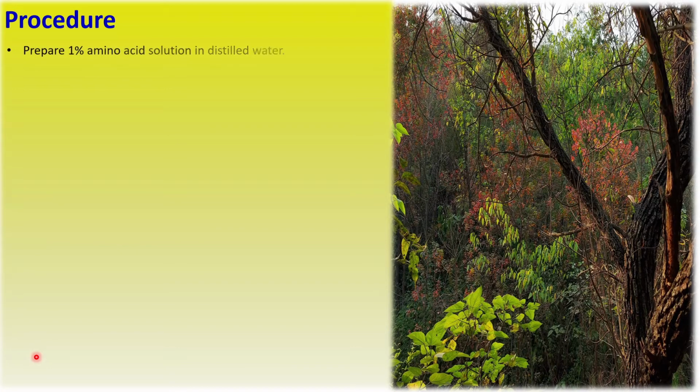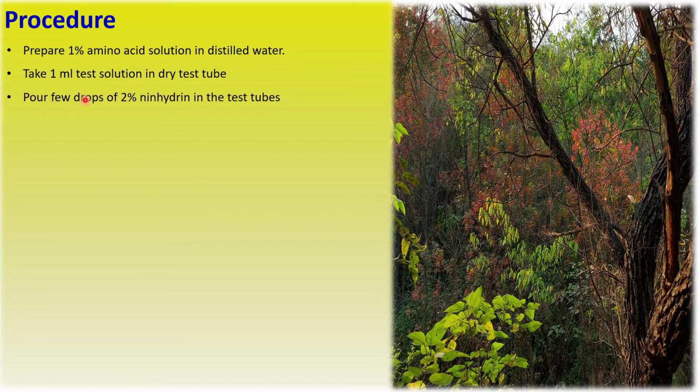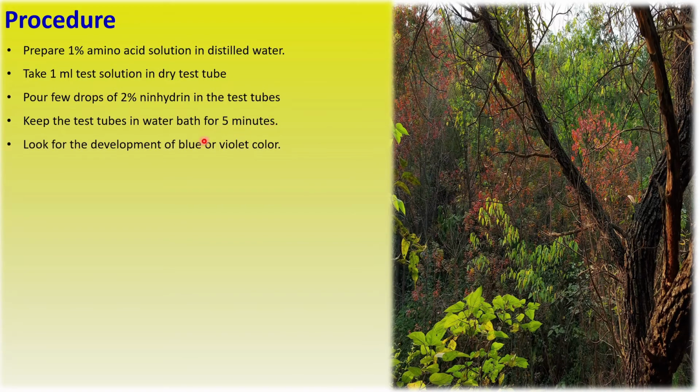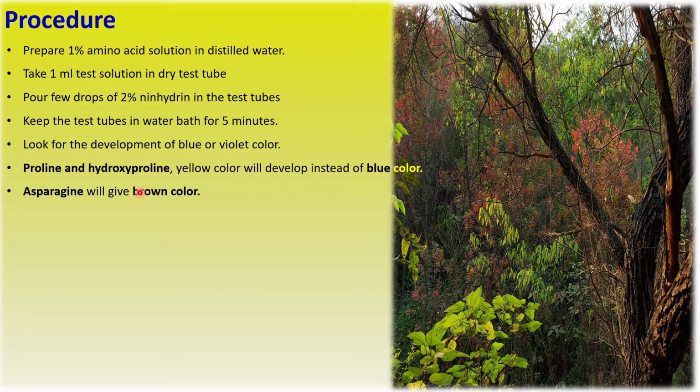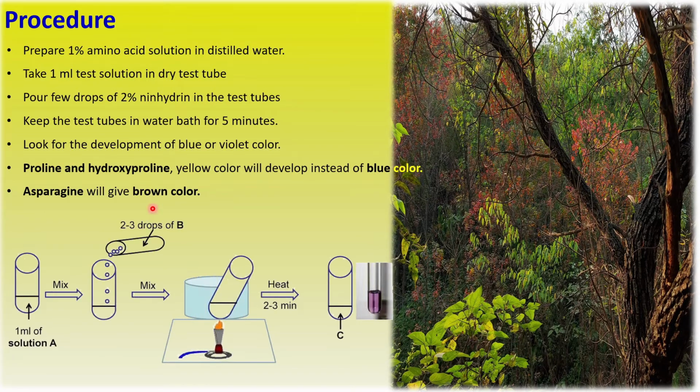What is the procedure? First of all, prepare a 1% amino acid solution in distilled water. Take 1 ml of test solution in a dry test tube. Pour a few drops of 2% ninhydrin in the test tube. Keep the test tube in a water bath for 5 minutes with the spirit lamp. Look for the development of blue or violet color. You will see that proline and hydroxyproline will produce a yellow color instead of blue, and asparagine will give a brown color instead of blue, because these are imino acids.